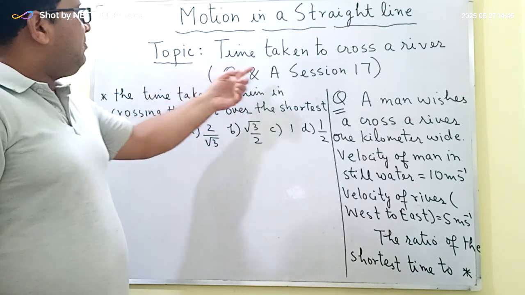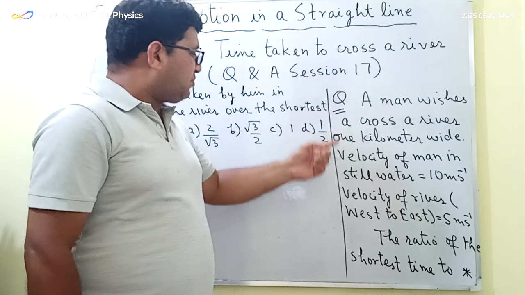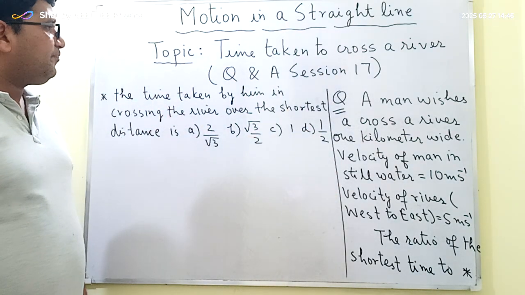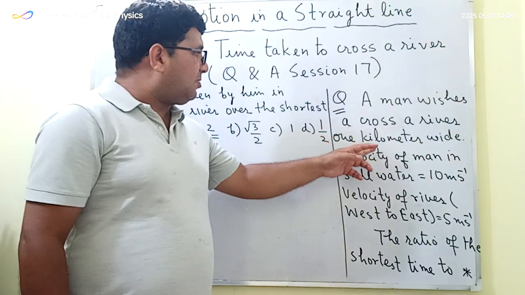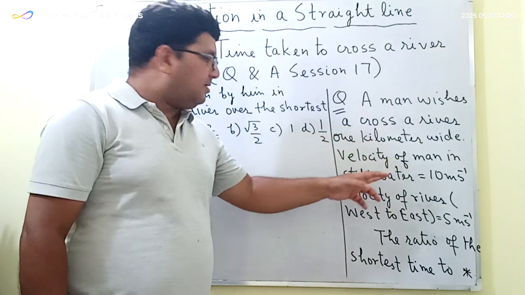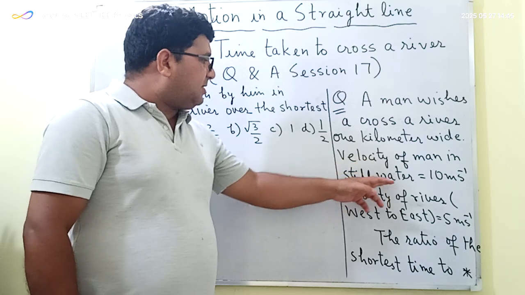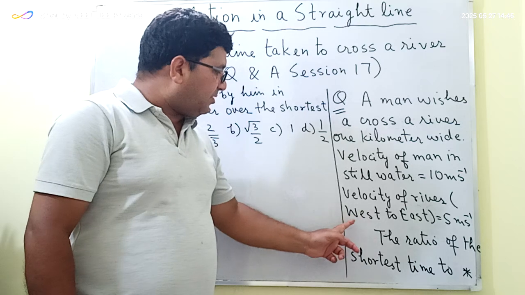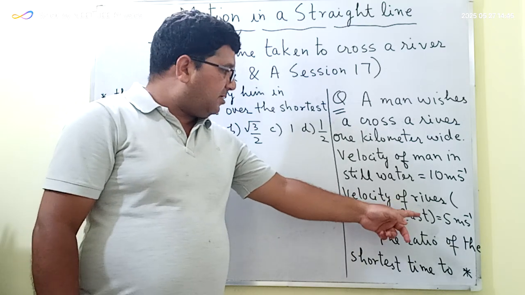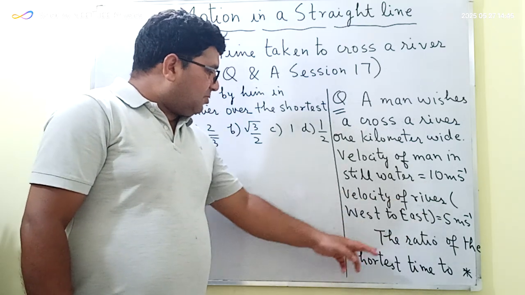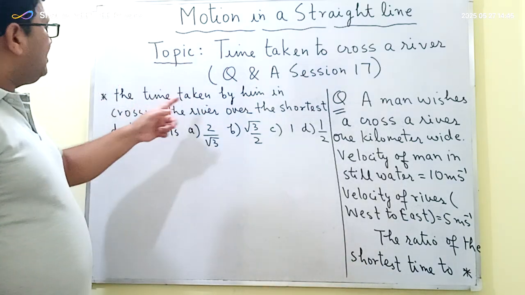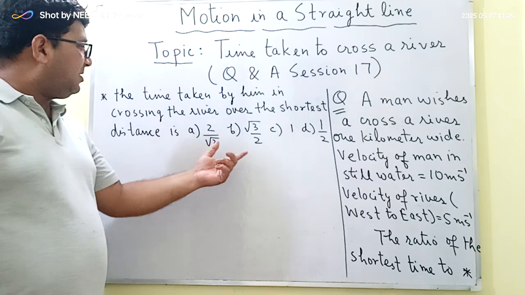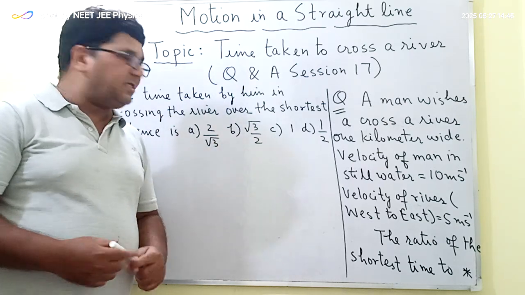The topic is the time taken to cross a river, and based on this topic I have one question for this session which is written here on this board. A man wishes to cross a river which is 1 kilometer wide. The velocity of the man in still water is 10 meters per second. The velocity of the river, which is flowing from west to east, is 5 meters per second. So the ratio of the shortest time to the time taken by him in crossing the river over the shortest distance is, so here we have four options and we have to find the correct one.